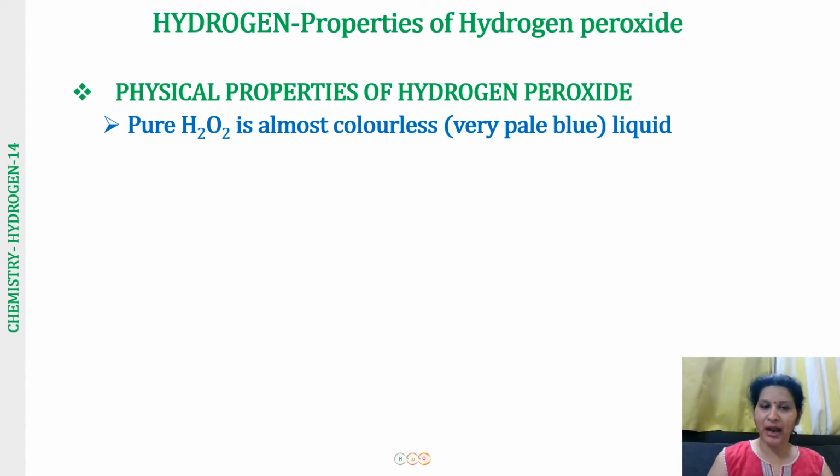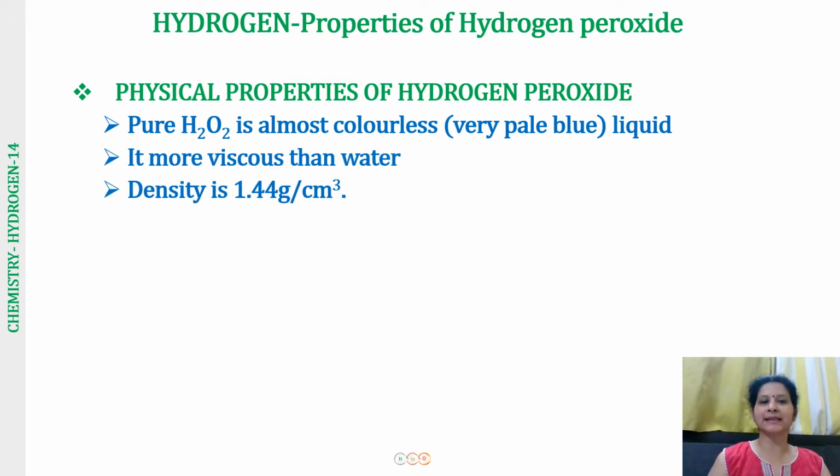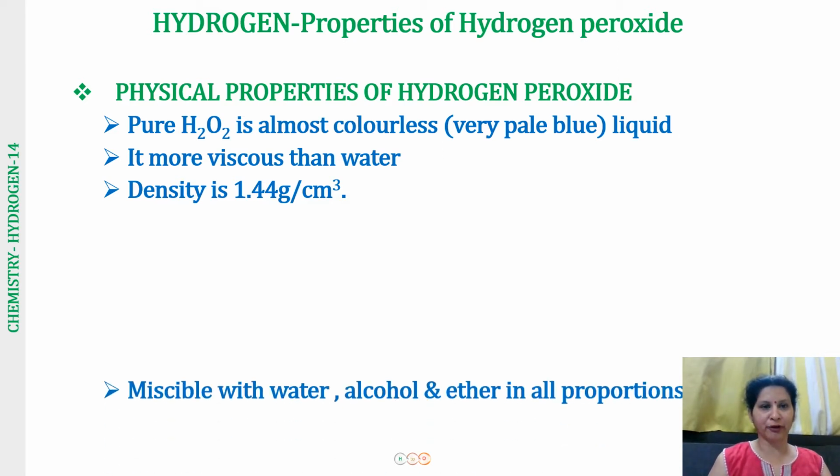So pure hydrogen peroxide is an almost colorless or very pale blue colored liquid. Now the next we have is that this is more viscous than water, and its density is about 1.44 gram per centimeter cube, whereas that of water is, I hope you all remember, at 4 degrees Celsius it is 1 gram per centimeter cube. So you have learnt this in this course only, so you should remember this, right? So the density is going to be more than that of water.